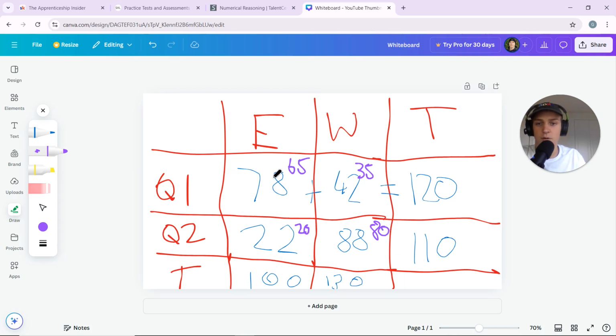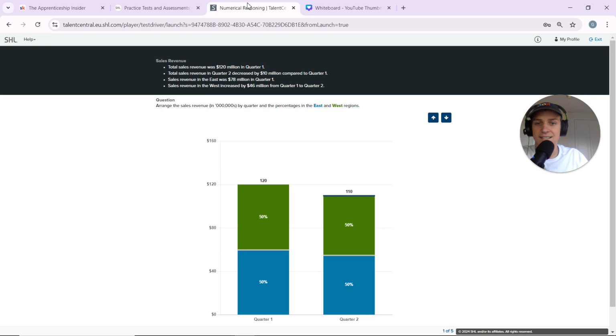And then you can also check it. So I've only done two calculations on this one and this one. You don't have to do calculations for here because you can sort of see it straight away. But then I would just double check. I'd do 42 over 120, just check that it's 35. I'd do 88 over 110, just check that it's 80. Okay, so we can come to Q1. We know Q1 east is 65. So Q1 east is blue.